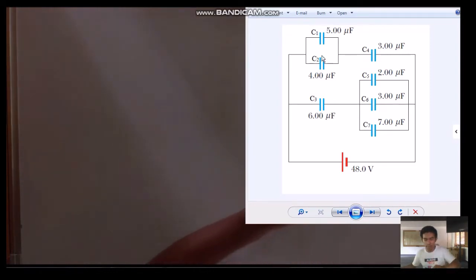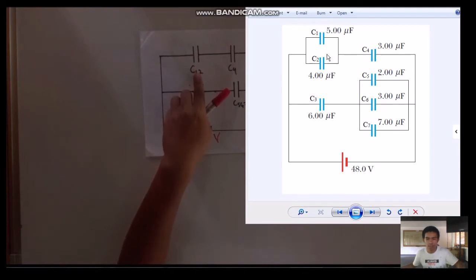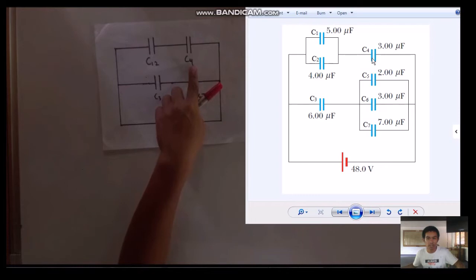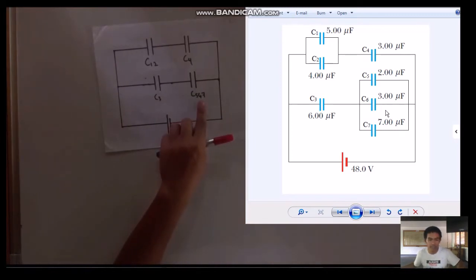We will combine C1 and C2 as one. Then that is C12. And C12 is in series with C4. So we simplify the circuit diagram. And then C5, C6, and C7 are parallel to each other, so we can simplify that into one capacitor. We have C567, the combination of C5, C6, and C7.